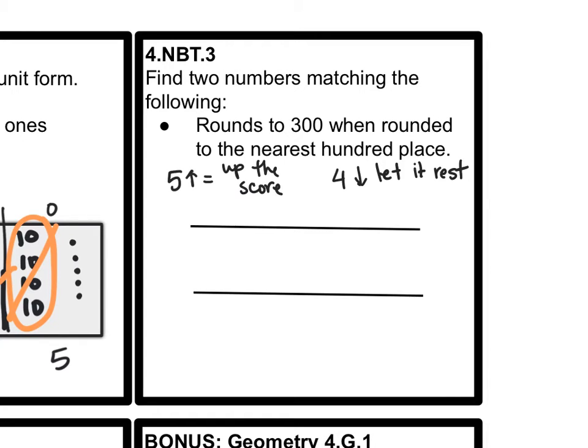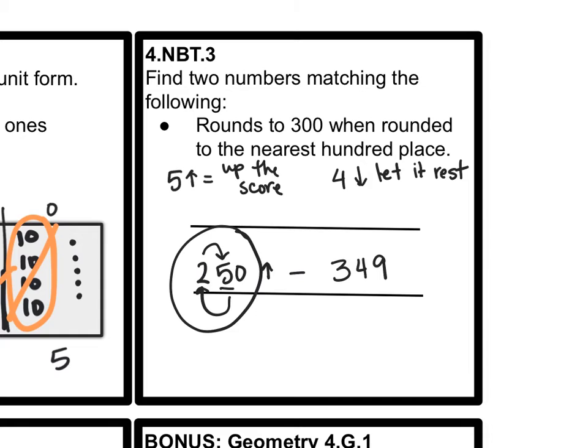So if I start in the 200s, any number that's 250 or higher is going to round to 300, because the 2 is going to look at this 5 and the 5 is going to tell the 2 to up the score. Same thing if it was 250, 260, 270, 280, 290. All those numbers are going to round to 300. So this is the lowest number that you could have. The highest number that you could have that would round to 300 would be 349, because this 4 is going to tell the 3 to rest.